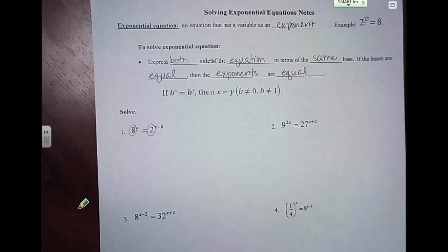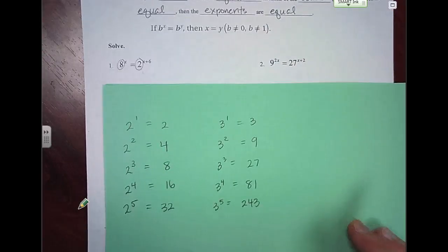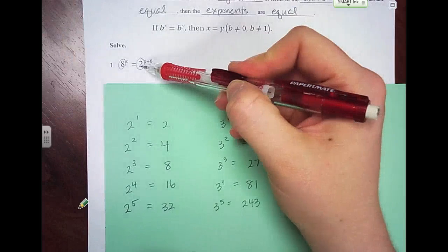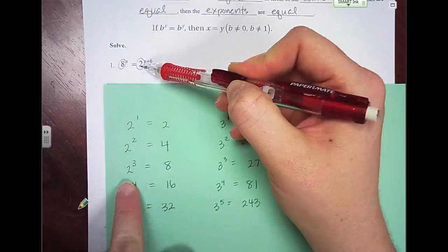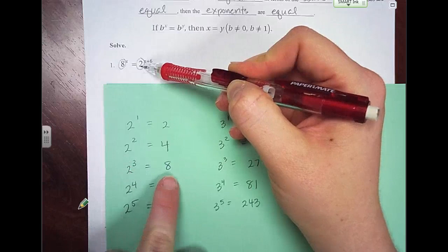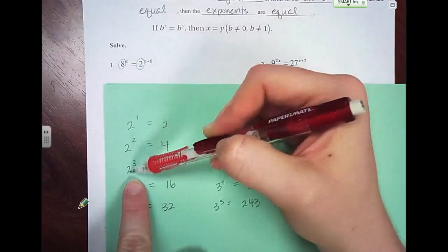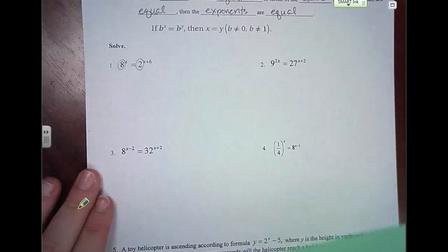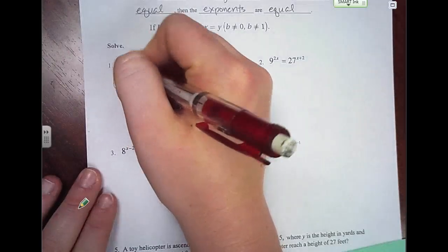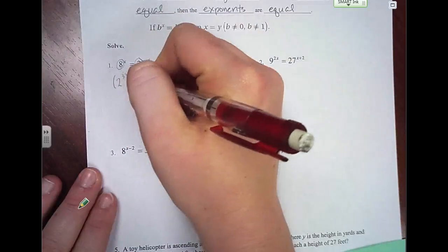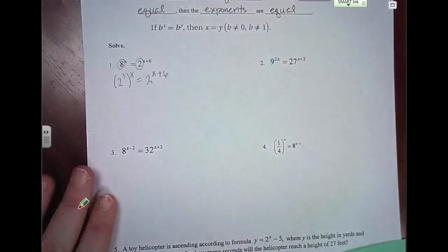So when I look at my bases, here I wrote out some of our simple bases. Here I have 2 on this side. So I'm looking at all of these with a base of 2, and I see that 2 to the third equals 8. So what I want to do is change this 8 to 2 to the third power. So what I'm going to do is rewrite this. I have 2 to the third. I'm going to leave that x equals 2 to the x plus 6.